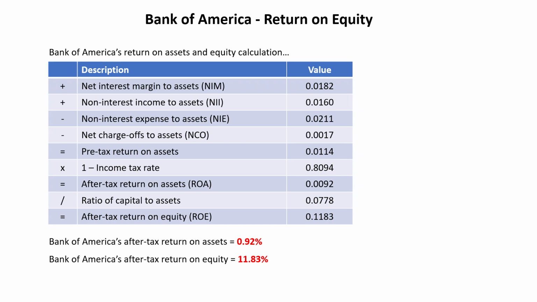And remember that Uncle Sam wants his piece, so we have to pay taxes, and I think we use a tax rate of a little over 19%. That corresponds closely with the federal maximum tax rate of 21%, adding in my state and local taxes, and then subtracting out any of my tax credits. So 19% is a good number to use for income taxes. Subtract that out, and we get an after-tax return on assets, or ROA, of about 92 basis points.